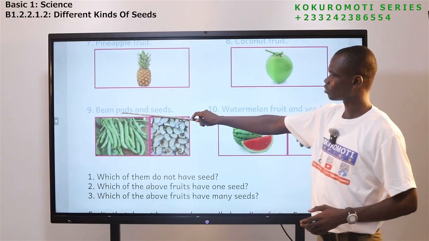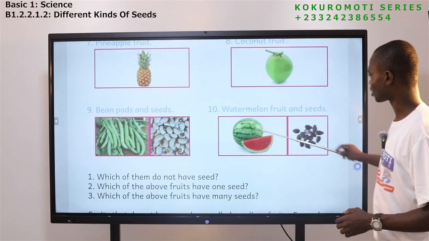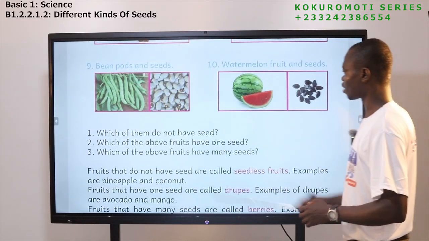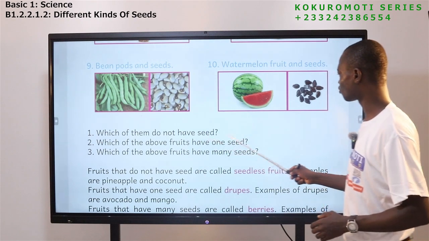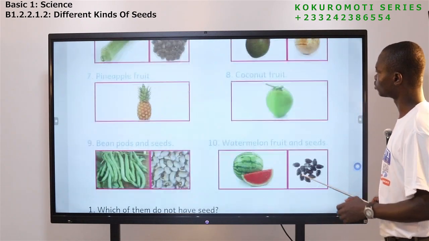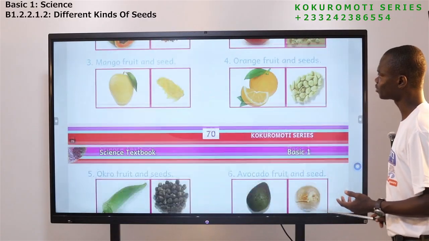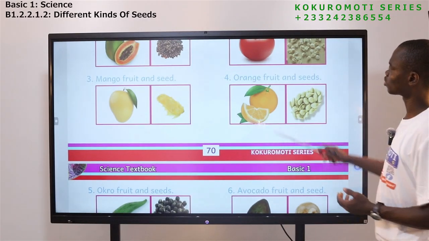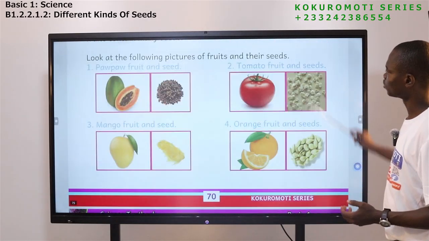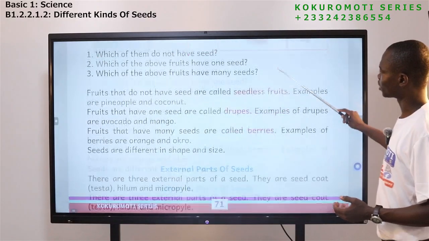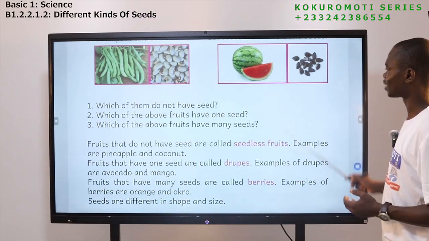Let's come to this side. Bean pod, it has seed. Watermelon also has seed. Now, which of the above fruits have one seed? If you go back, you see those with one seed. Avocado is one, and then mango is also one. So these are plants or fruits that have only one seed.